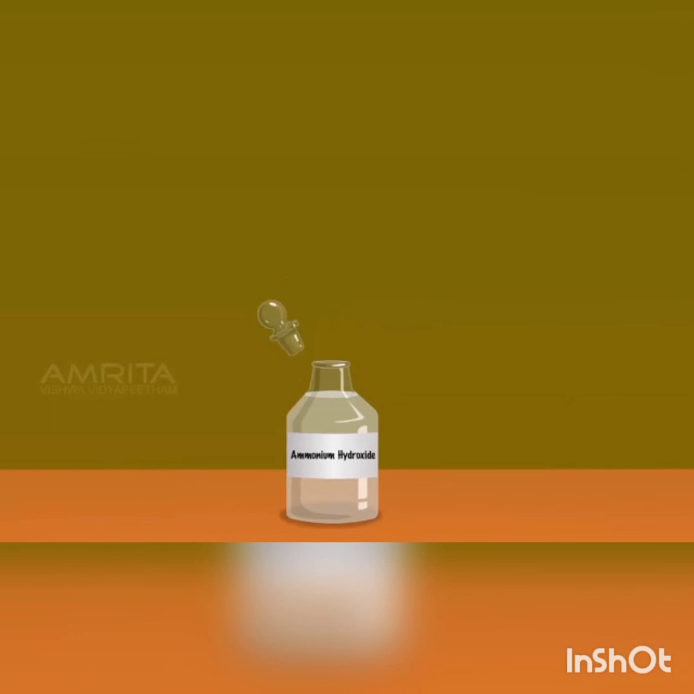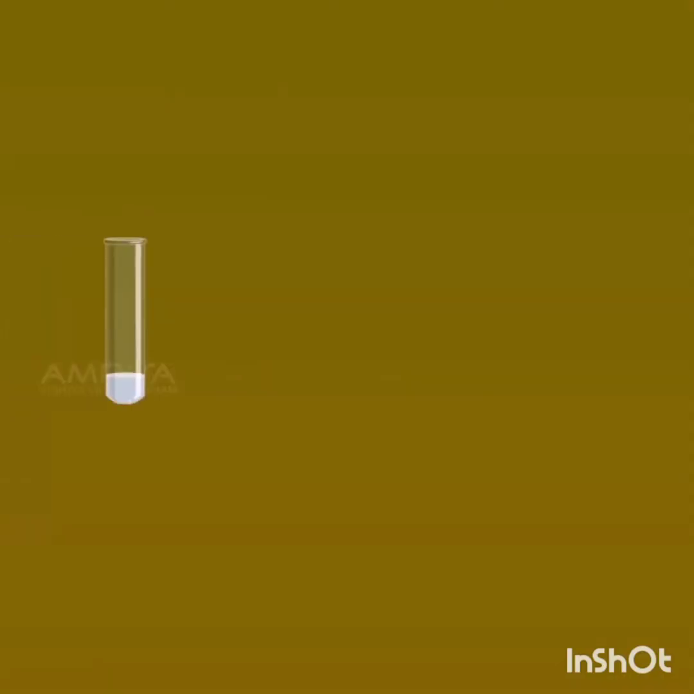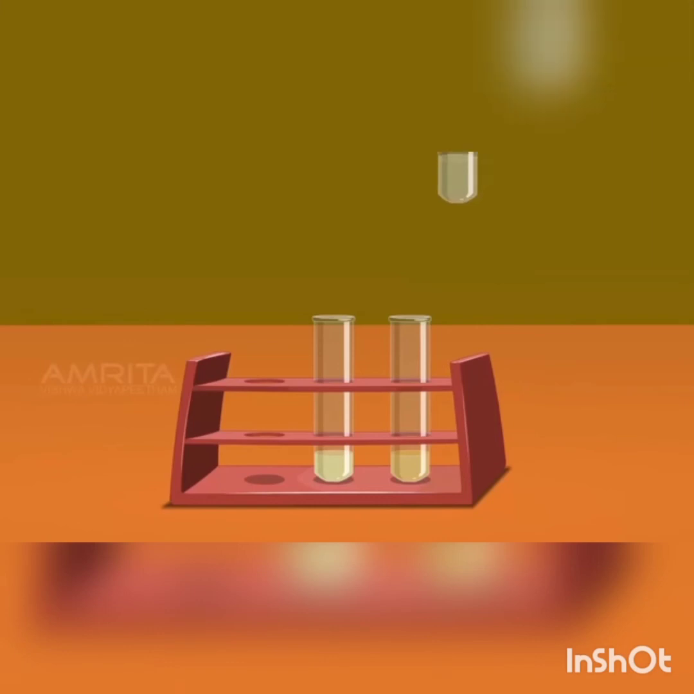Take ammonium hydroxide solution using another dropper. Take the test tube containing white precipitate of silver chloride. Add excess of ammonium hydroxide into the silver chloride precipitate and shake the test tube well. Silver chloride is soluble in excess of ammonium hydroxide due to the formation of a soluble silver complex.